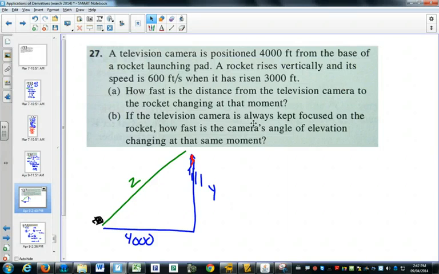All right, so here we go, part B. So now what is happening, part B. What's happening is as that camera watches the rocket go up, there's another thing that is changing with respect to time, which is theta.